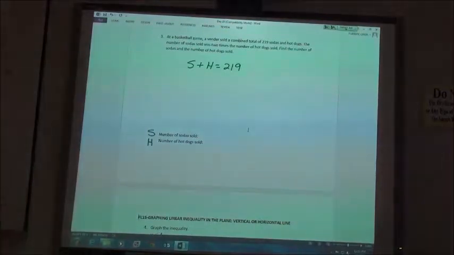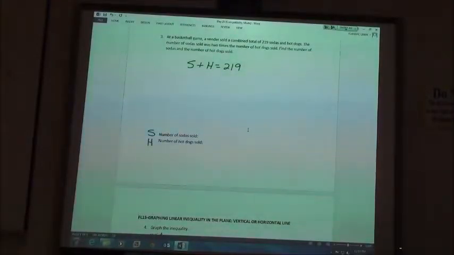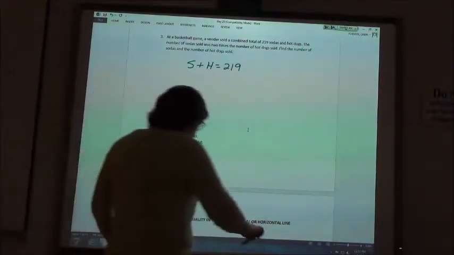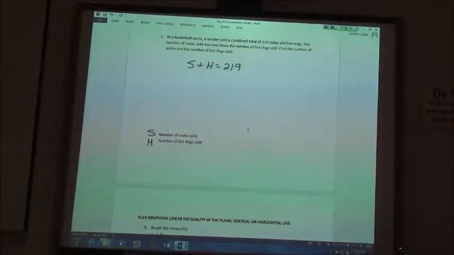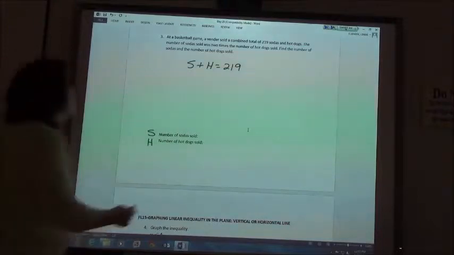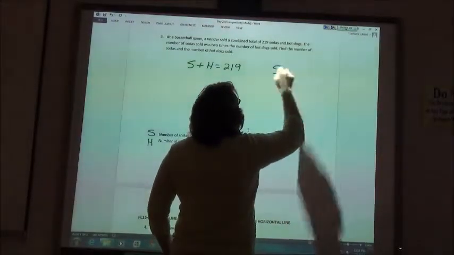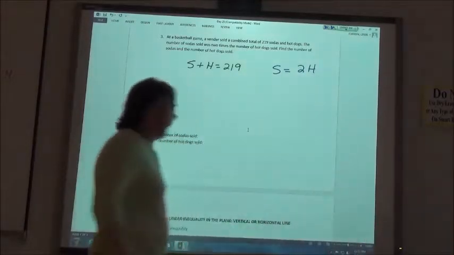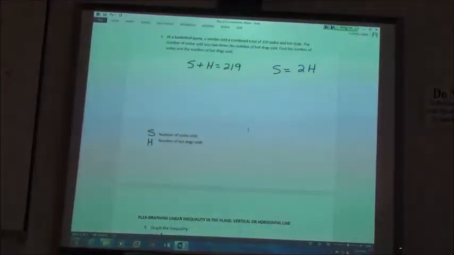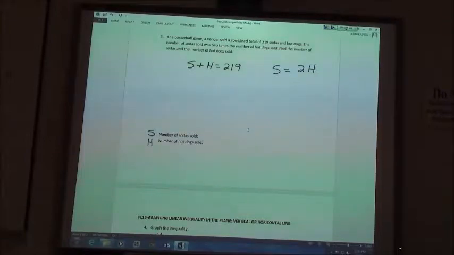My second one, the number of sodas sold was 2 times the number of hot dogs sold. So how do I write the equation for that second sentence? S equals H times 2. And how do you show H times 2? H2, or 2H. 2H, right? The number in front of the variable. So the sodas were mentioned first, so we knew it was S equals something. It was equal to 2 times the hot dogs, so 2 H's.